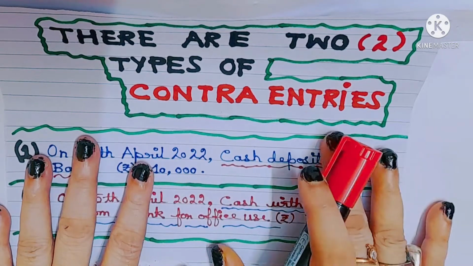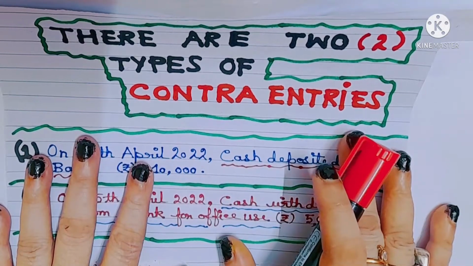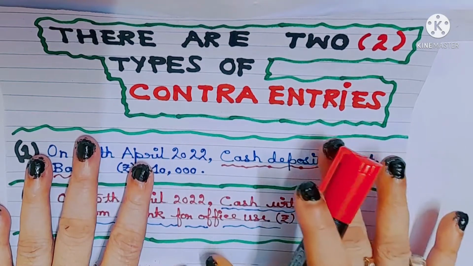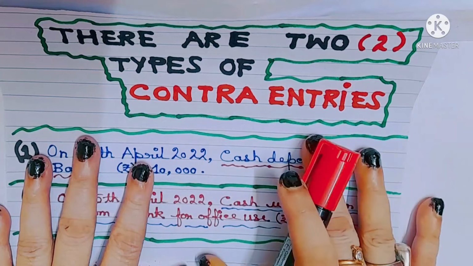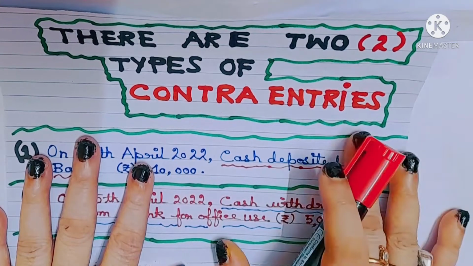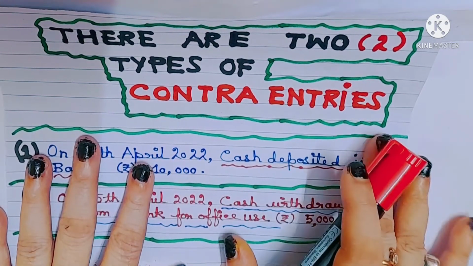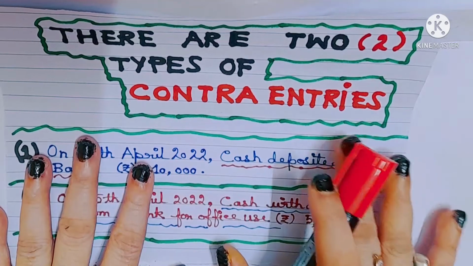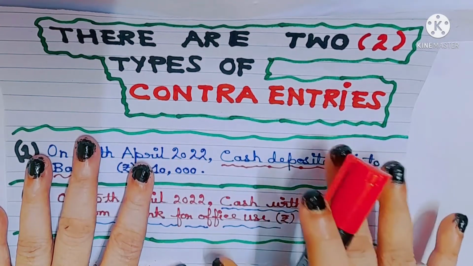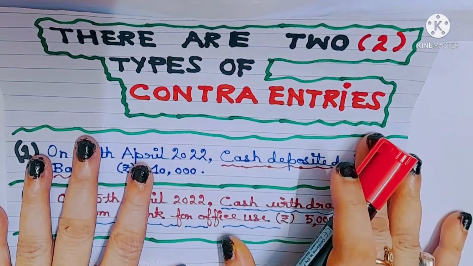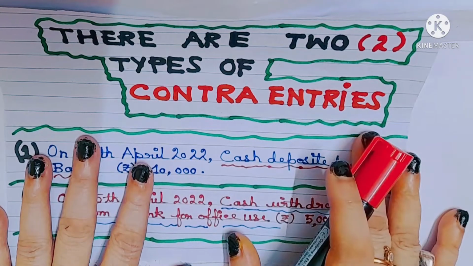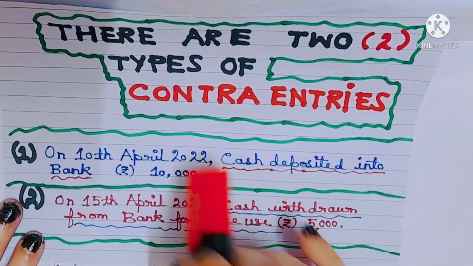That means in a double column cash book there is a cash column and a bank column, so it affects two accounts. Similarly, in a triple column cash book there is a cash column and a bank column, so it affects both accounts, cash account and bank account. Why do contra entries not arise in a single column cash book? Because it cannot affect two accounts, because the bank column is missing in a single column cash book. Only there is a cash column. So there is only one account, the cash account, and it cannot affect the bank account. That is the reason in a single column cash book, contra entries do not arise.